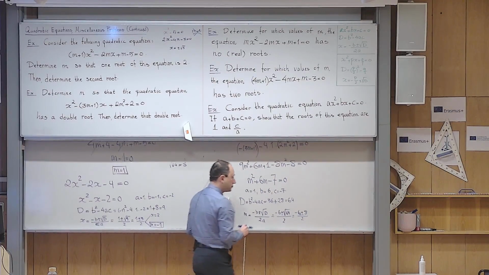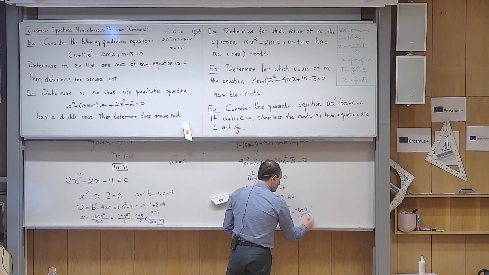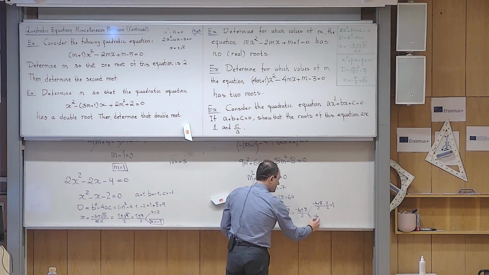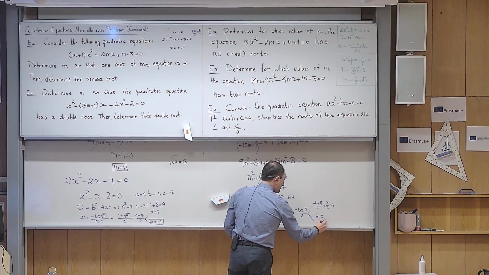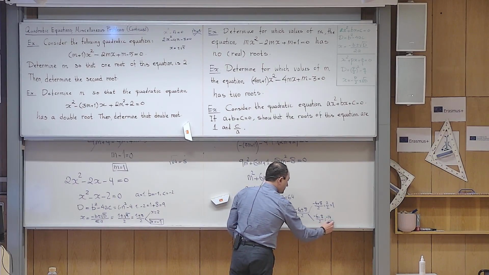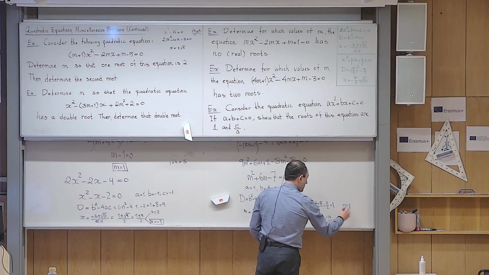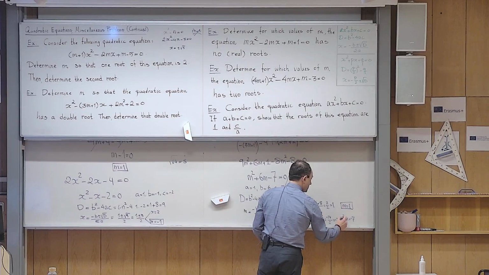Then I have two answers. Minus 6 plus 8 over 2, which is 2 over 2, which is 1. Another answer is minus 6 minus 8 over 2, which is minus 14 divided by 2, which is minus 7. So it means that one answer is 1, one answer is minus 7.